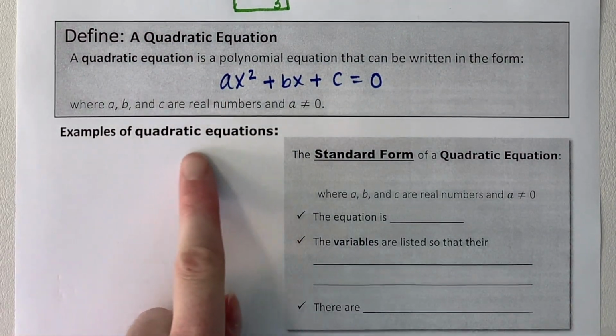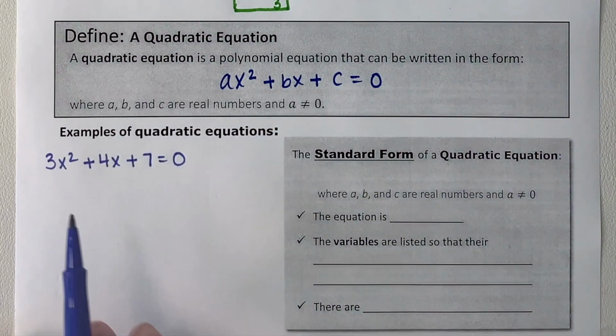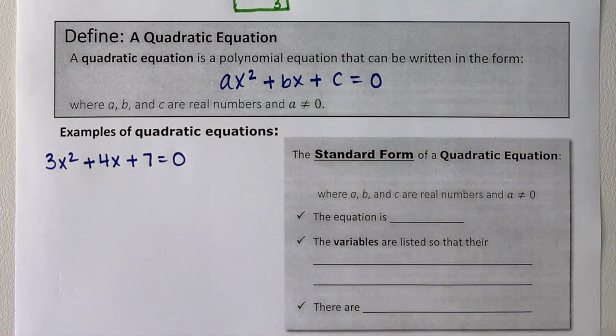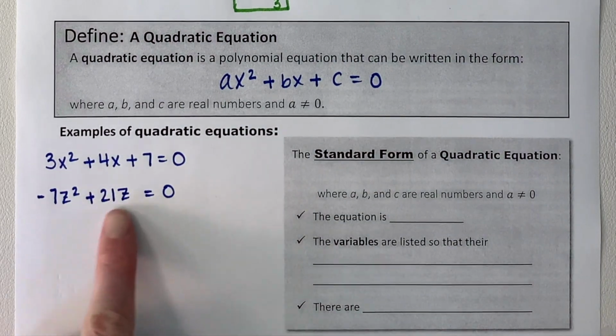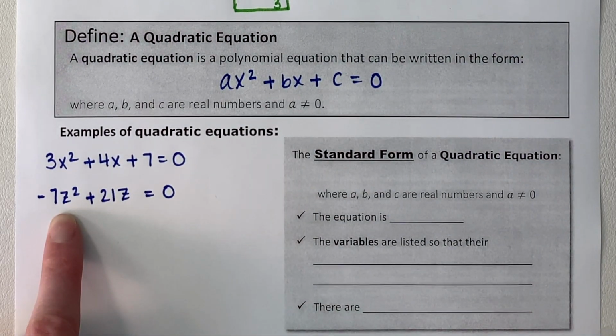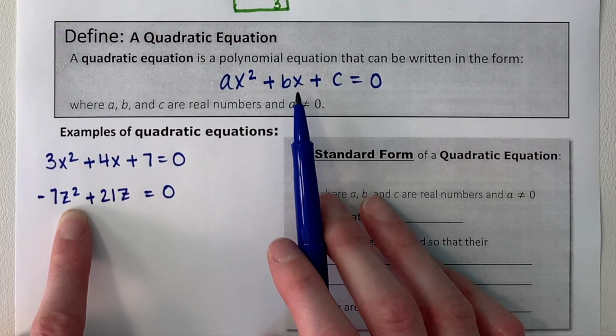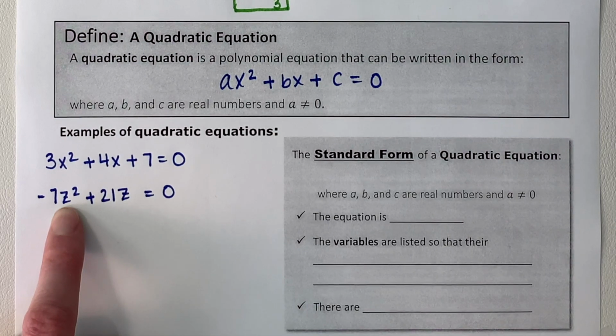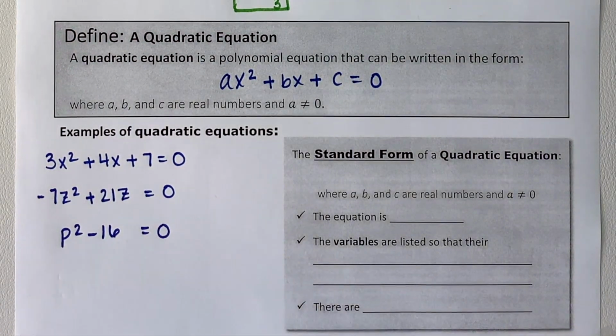Let's look at some examples of quadratic equations. Here's an example of a quadratic equation. Notice we have an x squared term. Here's another example of a quadratic equation. Notice quadratic equations are required to have a squared term, but they are not required to have an x term or a constant. As long as you have a squared term, you can call it a quadratic equation. Here's another example of a quadratic equation.